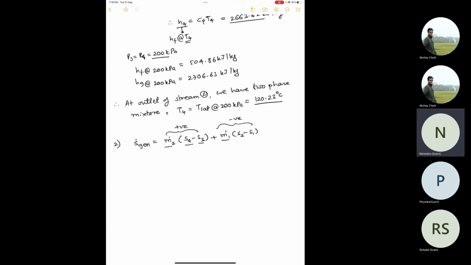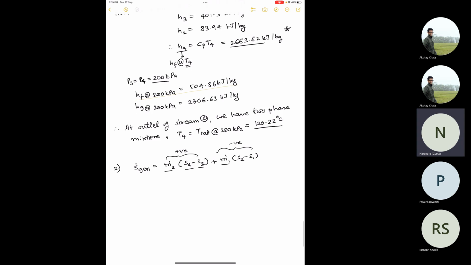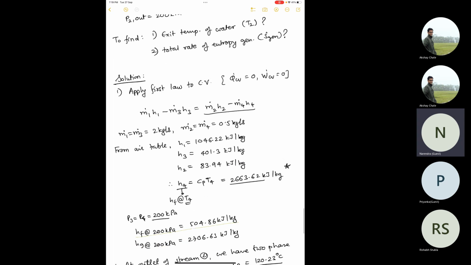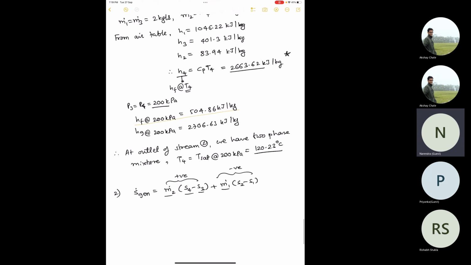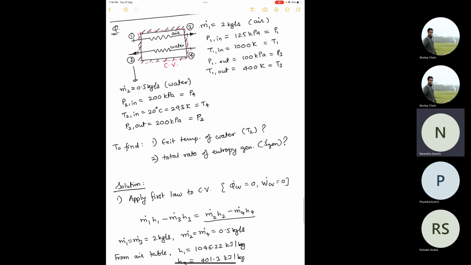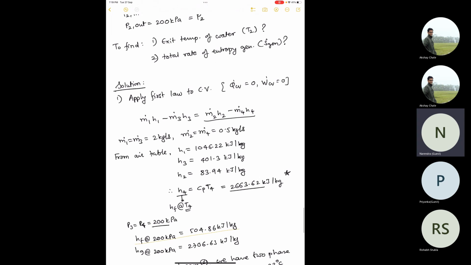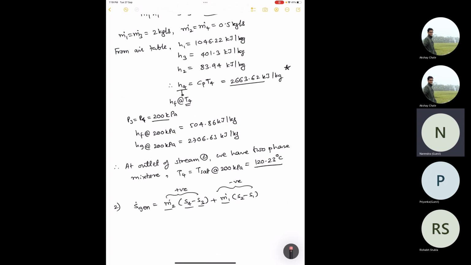So m dot here is 2; S2 and S1, how will you get? One second. I think I have made a mistake in numbering. It is going 1 to 3, so this value will be S3 minus S1, and this will be m dot 2. So this is the correct expression for our problem.